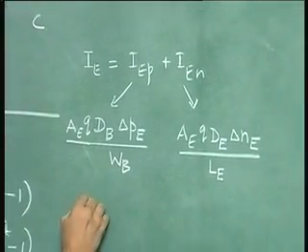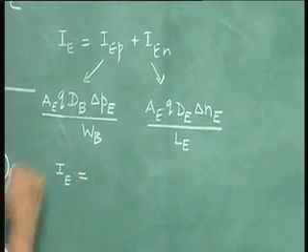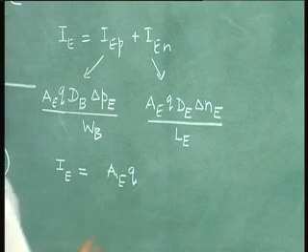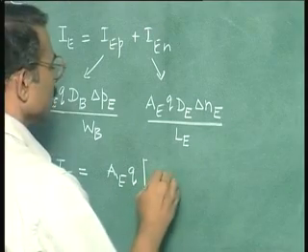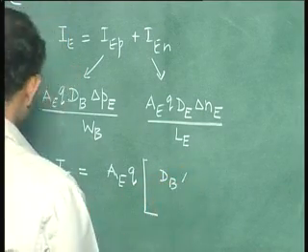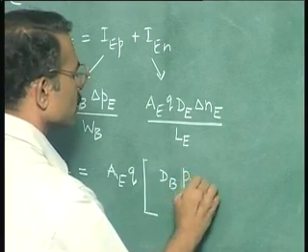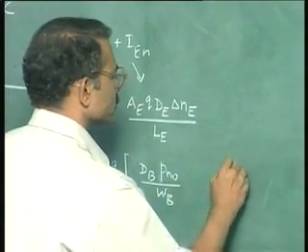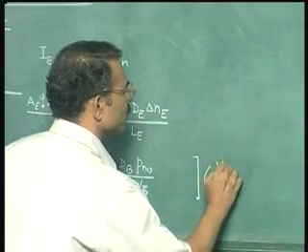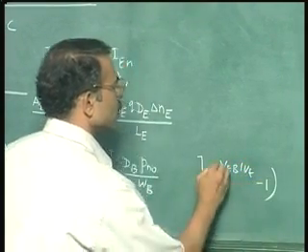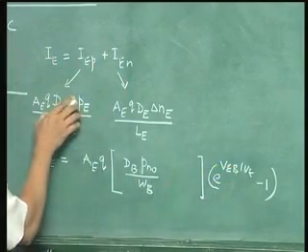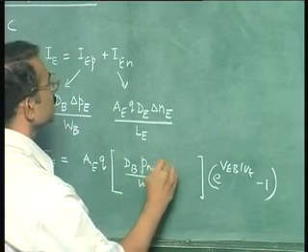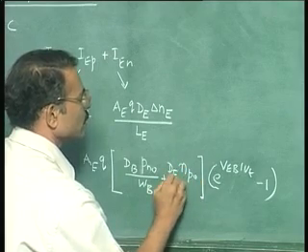And then we can write the expression for IE as IE is equal to AE into Q, opening the brackets, dB into PN0 upon WB into the exponential of VEB by VT minus 1. This we will move out of the bracket, because this term will be common to both these terms. So dB PN0 by WB plus dE NP0 by LE.